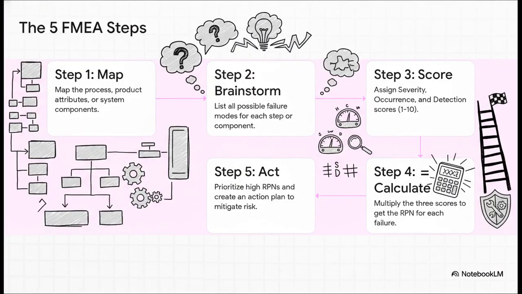Step 1, map it out. You need a detailed flowchart of your process or a list of all your components. Step 2, brainstorm. Get the team together and list every possible way each step or part could fail. No bad ideas here.